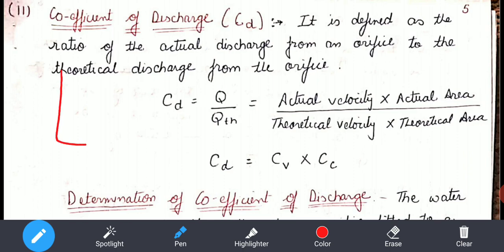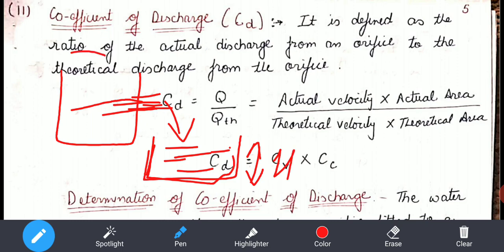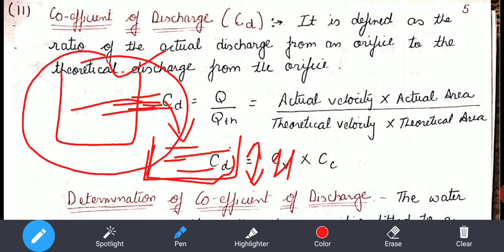So how do we determine this coefficient of discharge? Let us take a tank, and we fit the orifice in it. We take another tank here, and the water is flowing into this tank. When it starts to fill this tank, we measure the height of this tank, and also measure the area of this tank. The orifice is fitted, not an orifice meter.